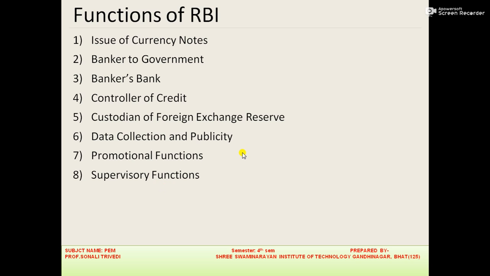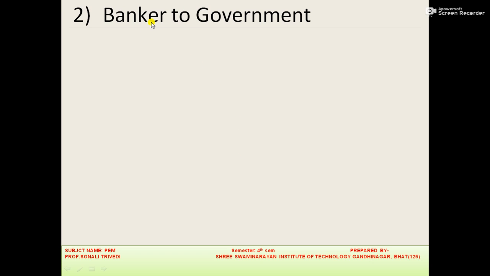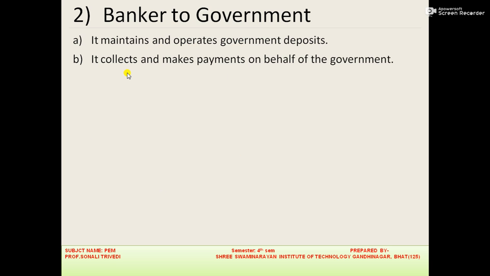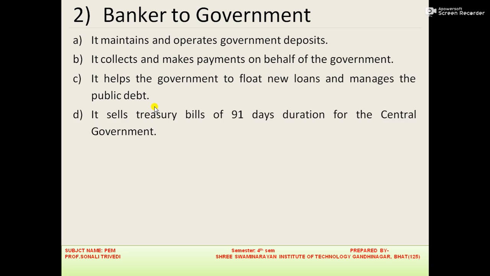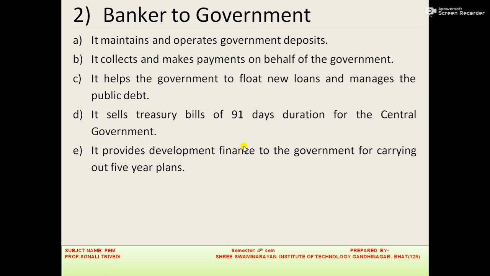In the earlier lecture we had discussed issue of currency notes. Today we are going to discuss the banker to government. It maintains and operates government deposits. It collects and makes payments on behalf of the government also. It helps the government to float new loans and manages the public debt. It sells treasury bills of 91 days duration for the central government.